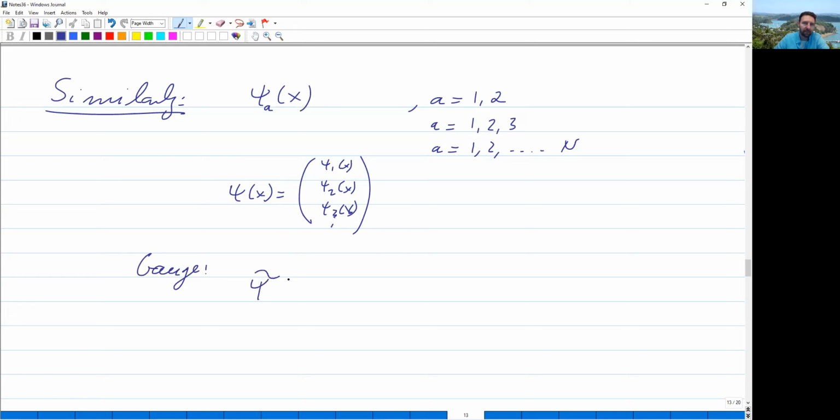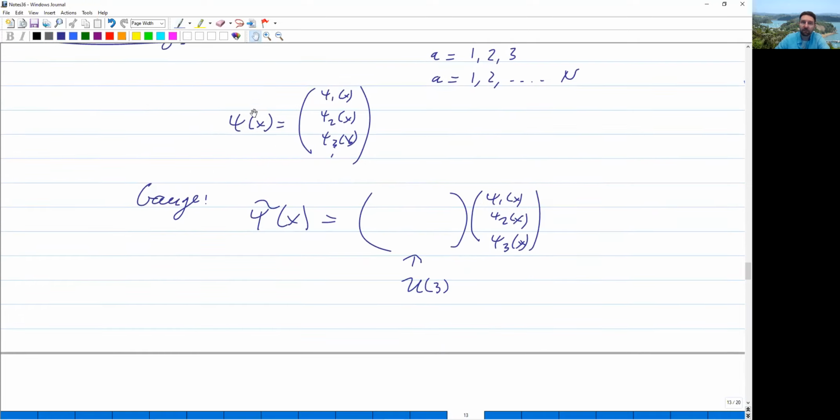We could actually gauge in this way. We could say psi tilde of x is equal to, and then here we have a matrix acting on our psi 1 of x, psi 2 of x, psi 3 of x, in the case, for example, where we have these three. Now, if we choose this element to be of, for example, the unitary group U3, a unitary matrix that has 3 by 3 components, then global gauge transformations are going to be fine. Local gauge transformations are not.